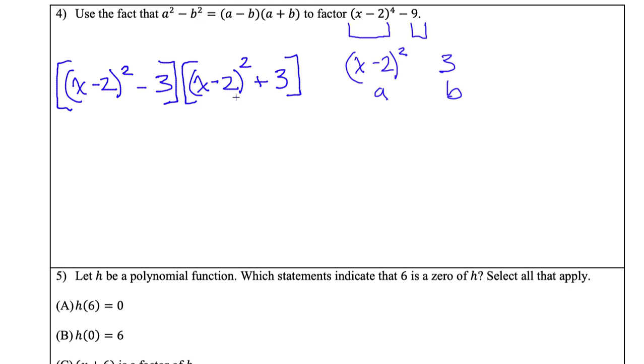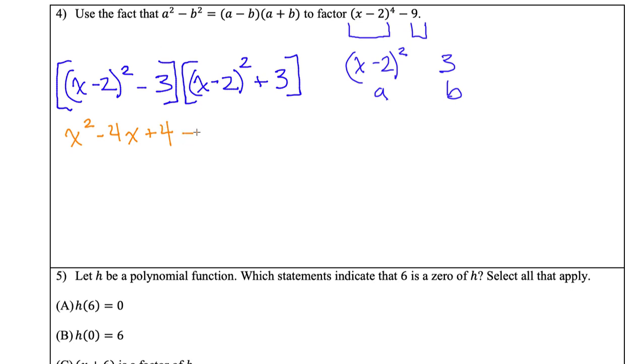Actually, I don't know if I can go any further. Let me write equivalent forms because I'm pretty sure this is a multiple choice answer. If I have anything squared, it's the same thing as squaring the first, doubling the product, squaring the last. So on this one, I'm squaring the first, x squared, doubling the product. Negative 2 times x is negative 2x. Doubling negative 2x gives us negative 4x. Square the last, negative 2 squared is a positive 4.